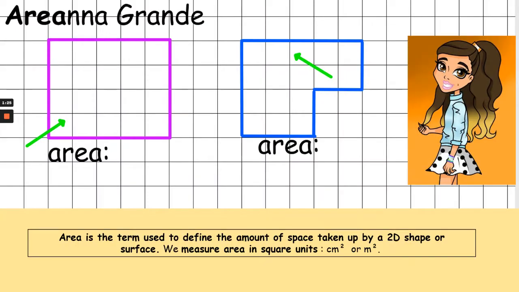Now we are moving on to Ariana Grande. So to remind you, area is a term used to define the amount of space taken by a 2D shape or surface. And we measure area in square units, centimetres squared or metres squared. But today we're going to be looking at a rectilinear shape, which is a shape that has straight sides and right angles. It can look like two rectangles that have been joined together. The shape looks more complicated than a rectangle, so you might need to split your shape up.